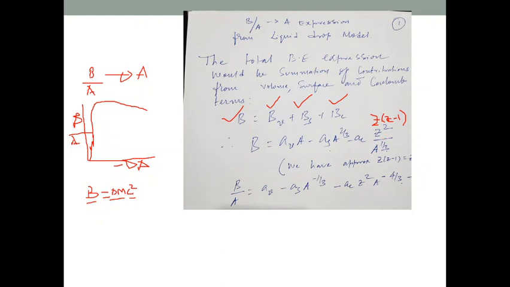Right? Now from this, I take A on this side. So I get the B by A expression: the A_V term, the A_S term, which is the surface term, and this is the A_C term. Okay? This is what I get.